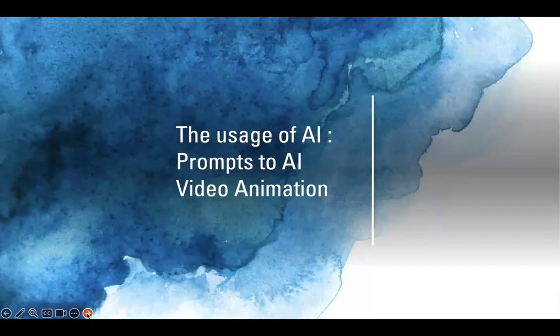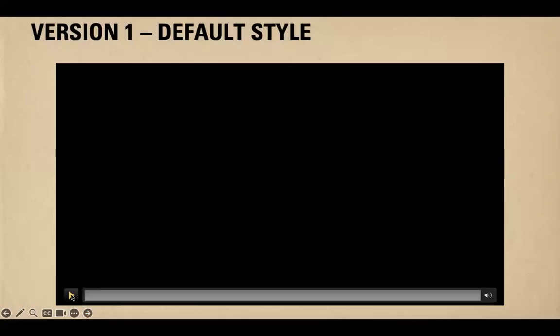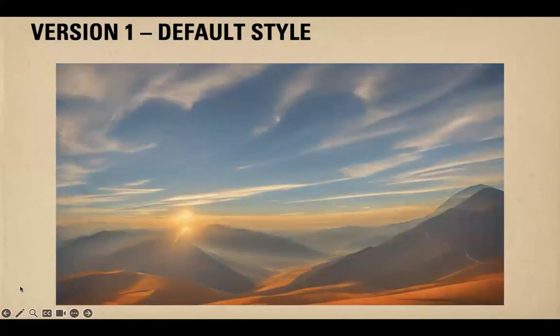First, let's talk about the usage of AI prompts for AI video animation. This is the original poem, which is a very famous classical Chinese poem. And you can see the prompts we used first to instigate some AI results there on the right. So that is basically text to image. And you can see some of the video here.